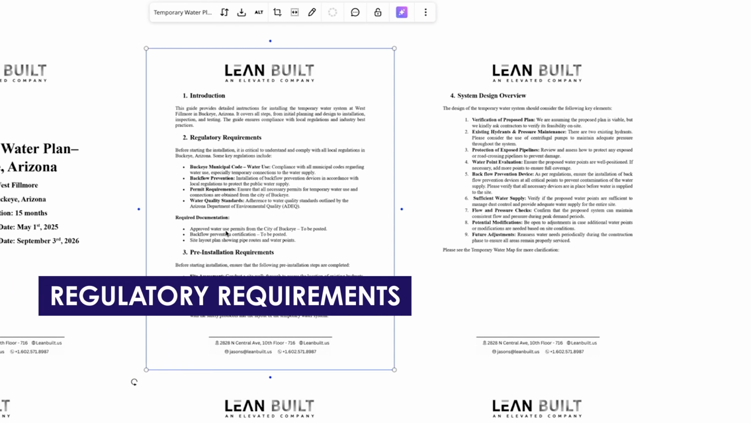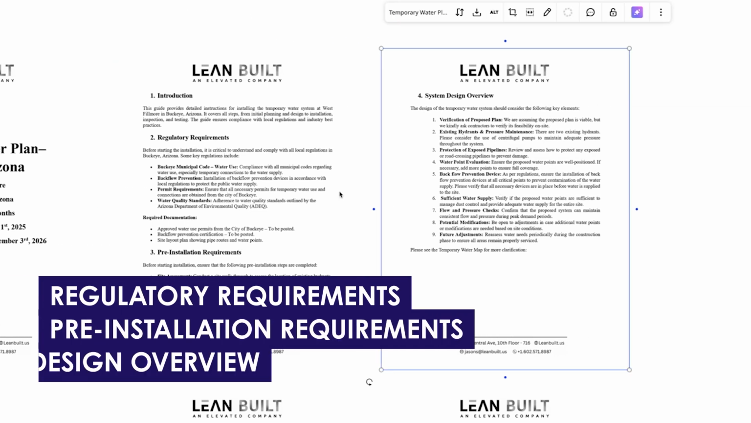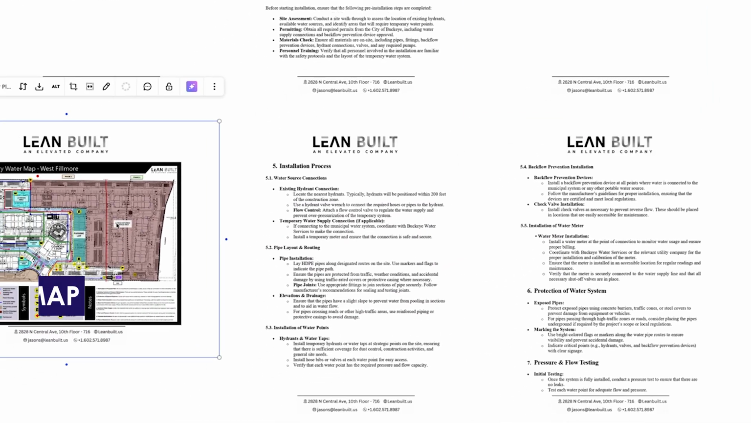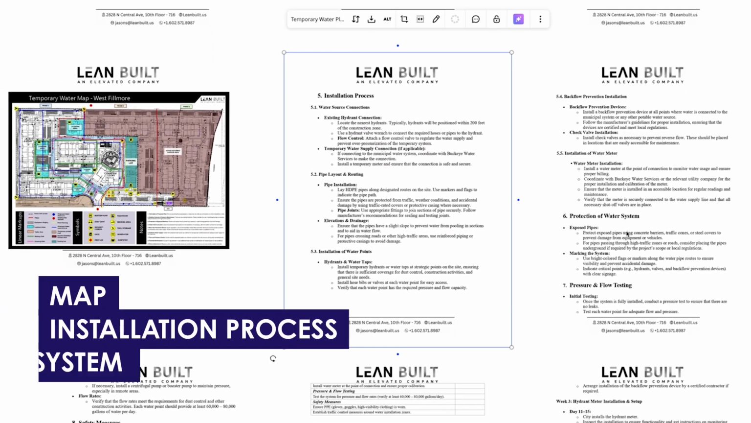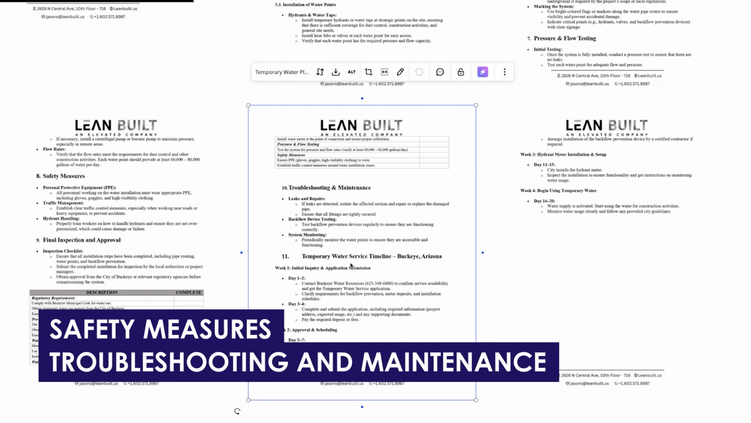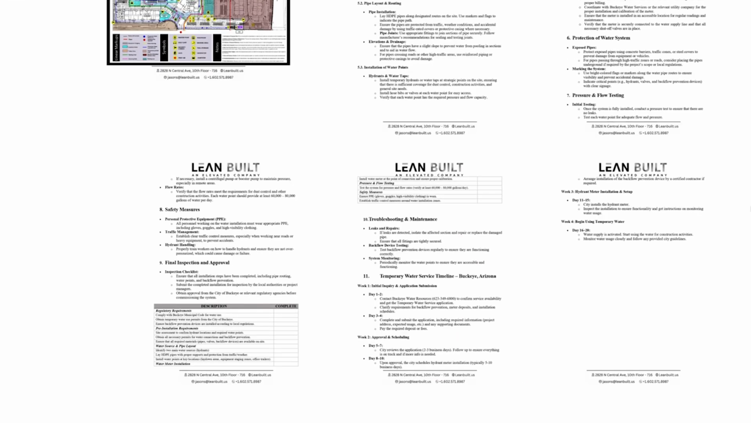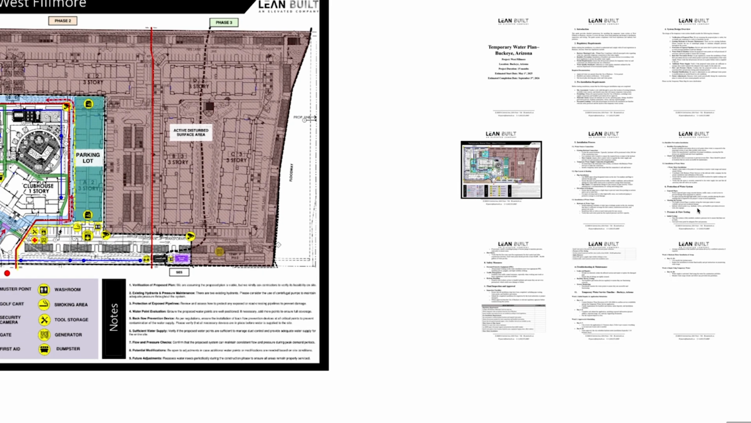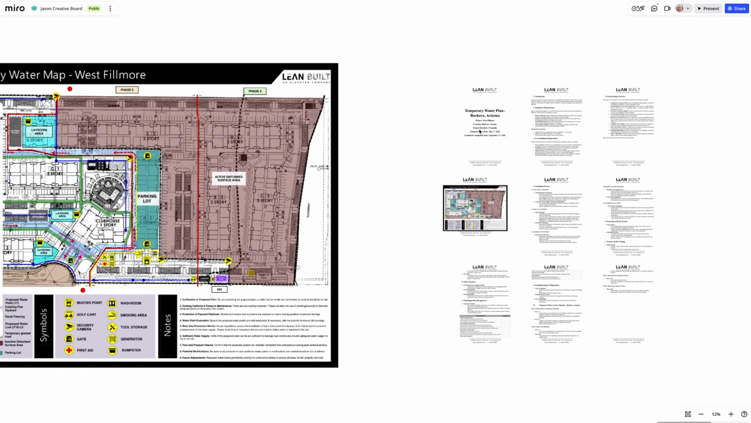So there are regulatory requirements, pre-install requirements, the system design overview. We included the map over here, the installation process, the protection of the water system, safety measures, troubleshooting and maintenance, the whole nine. By the time we were done, we had pretty much a reference class, multiple bits of information to put together the plan. And like I said with the temporary power video, we included this in the bid packages and have emailed this multiple times to different folks, especially to bidders who were asking to install the temporary water for the project site. They've really appreciated it quite a bit.